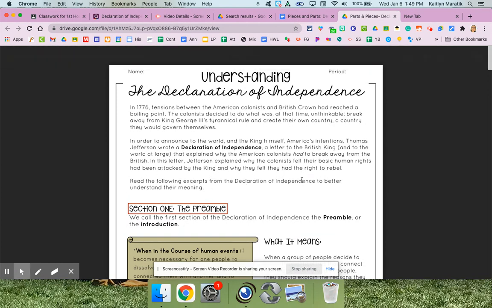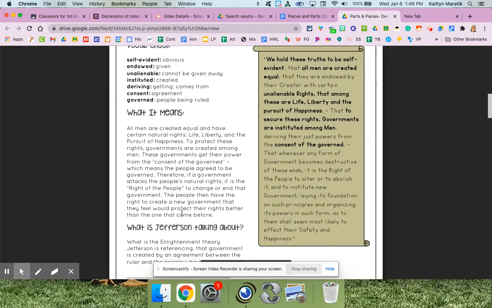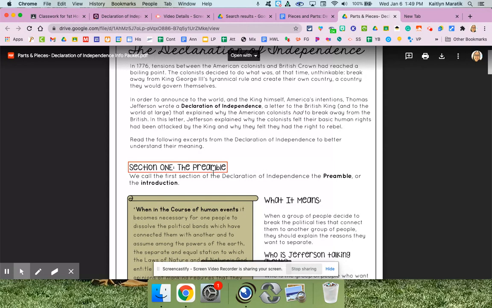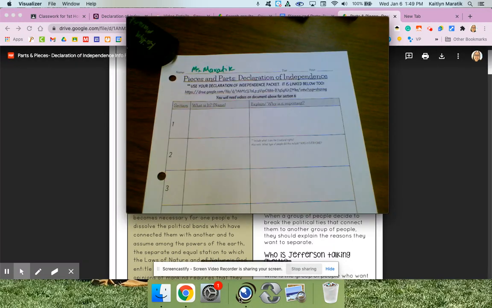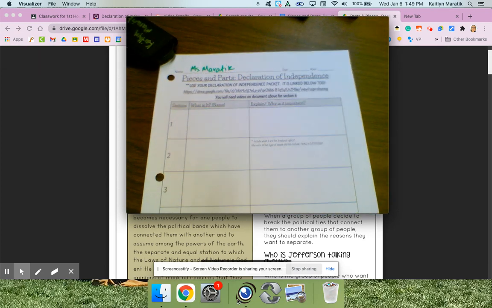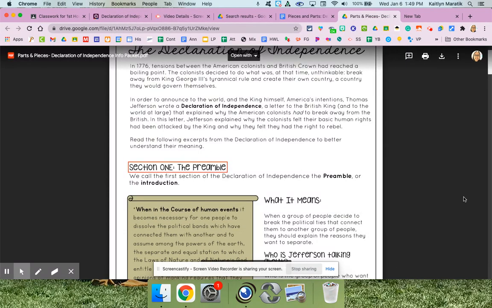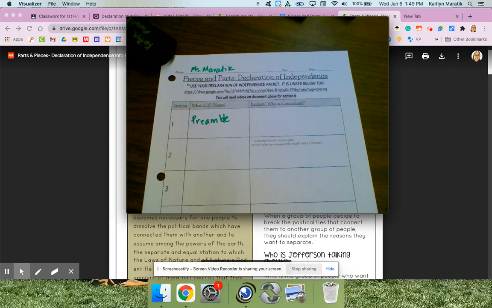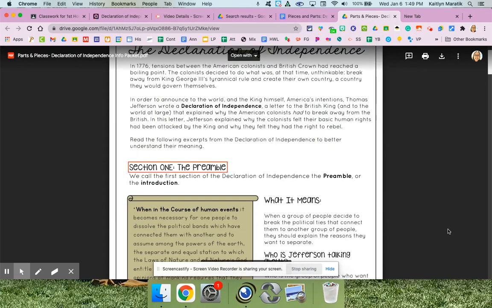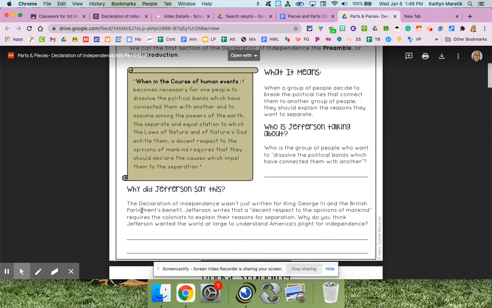So we're going to read the excerpts from the Declaration of Independence. We're looking for what these different sections are, and that's what I have in red here. We call the first section of the Declaration of Independence the preamble, or the introduction. So when we look at this, what is the name? Spell this correctly. I teach science class as well, and we're trying to do it there, but spelling is important. Preamble. Make sure you have the correct spelling. I almost forgot an L there, but I double checked. So what is the preamble? It is the introduction. What is in here?